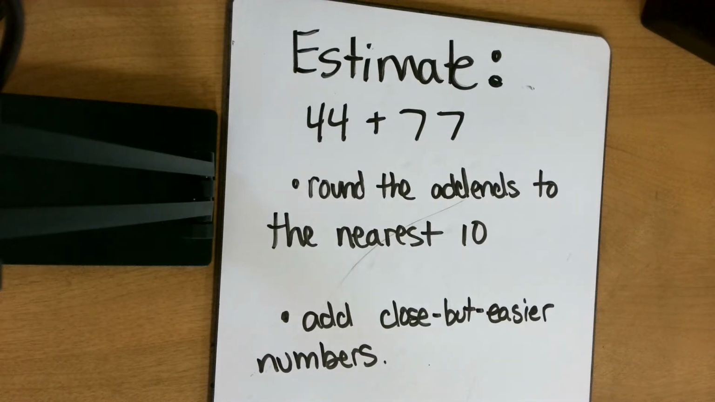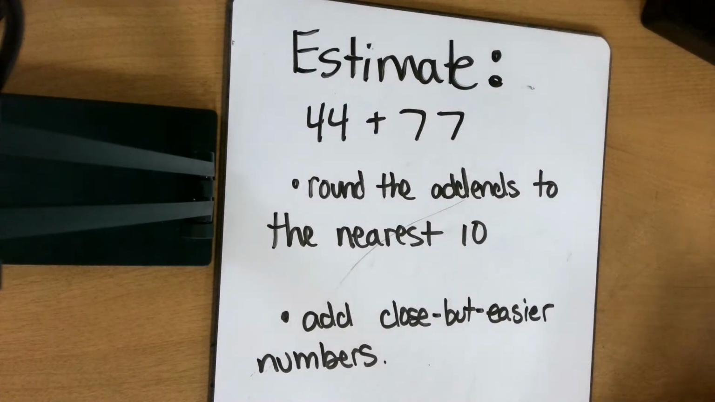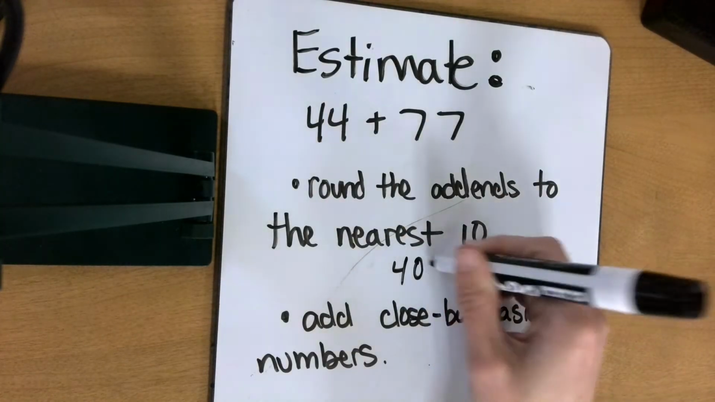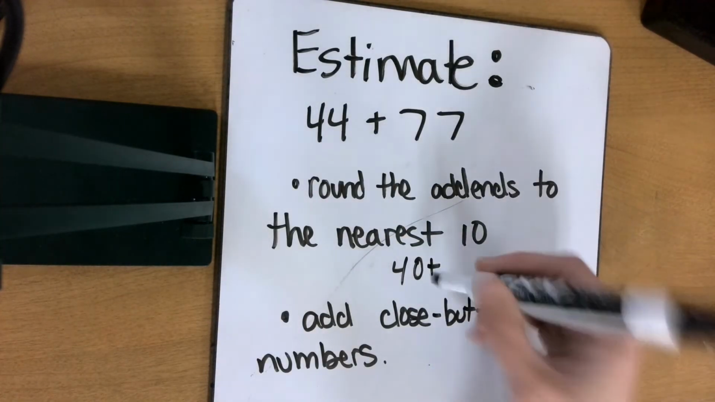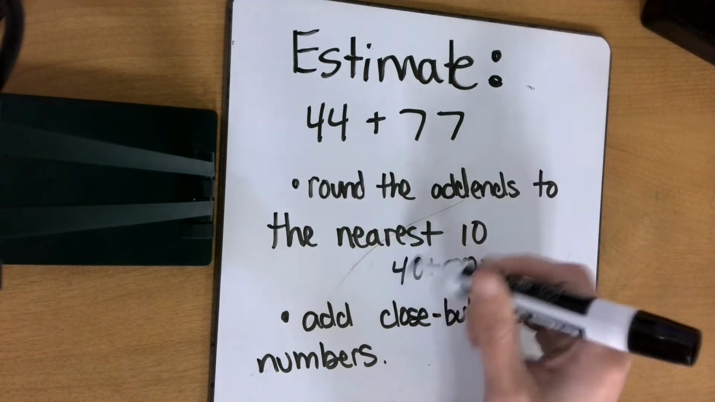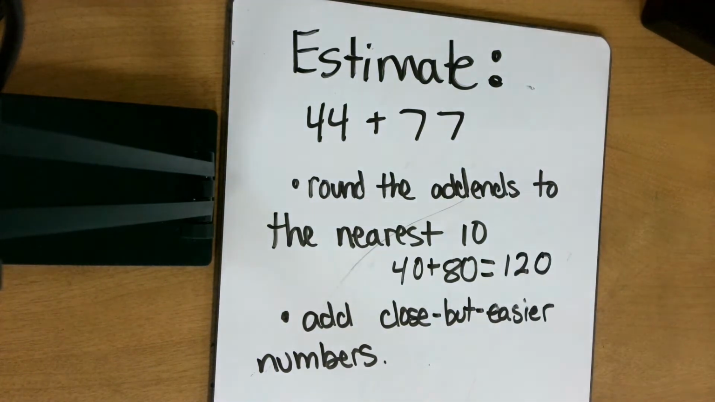Okay, friends. So we have talked about estimating, right? And some ways that you can estimate might be rounding or adding closer but easier numbers. So in this case here, with 44 plus 77, you might round the addends to the nearest 10, right? Thinking about 40 plus, nearest 10 here is 80. 8, 9, 10, 11, 12 tens, or 120 right there.